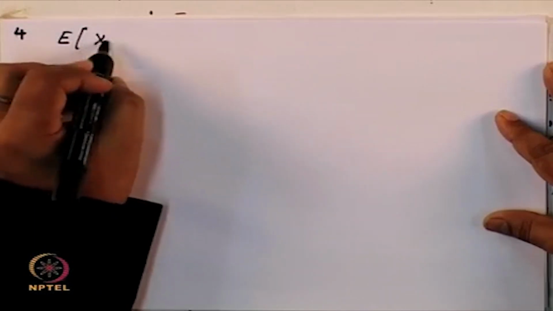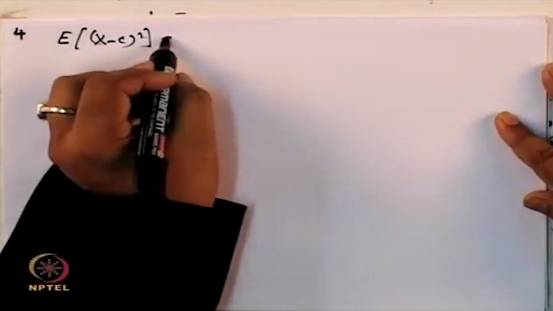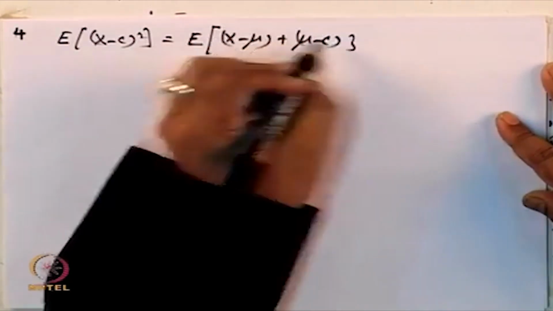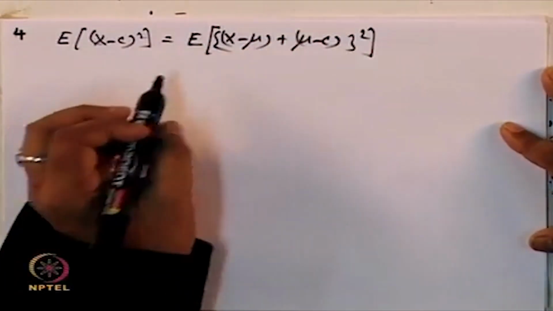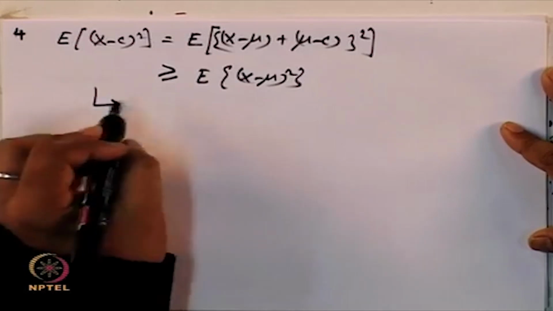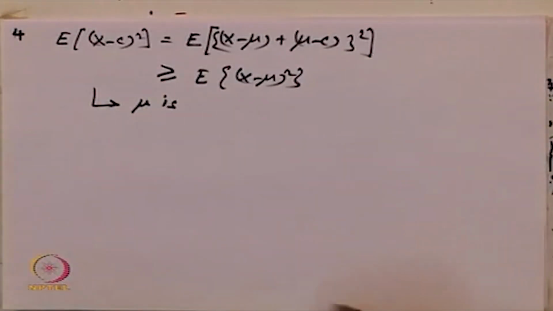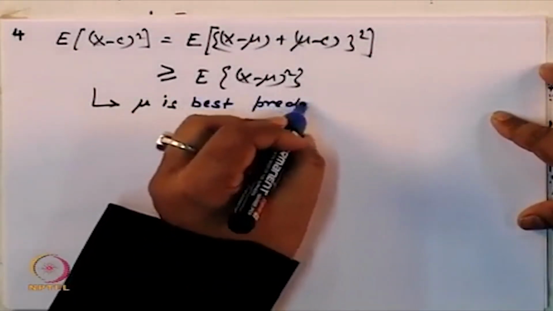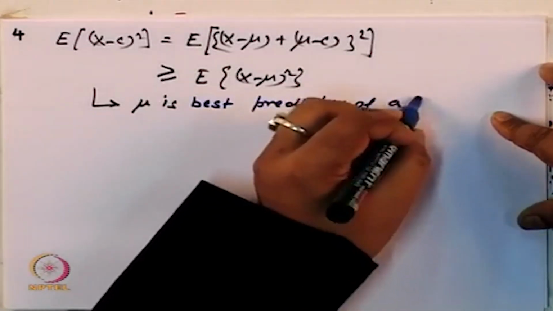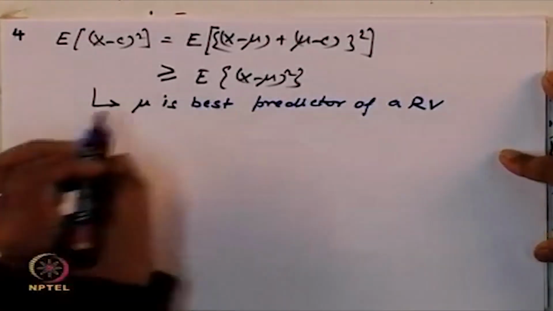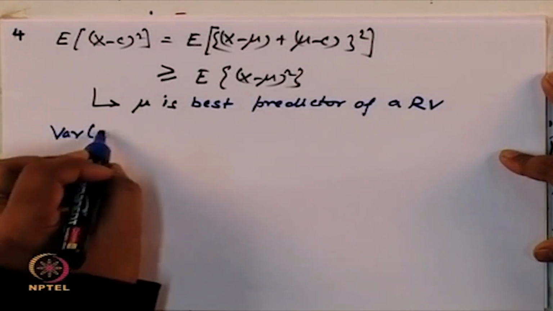So, we had earlier determined that if I do E of (x minus c) whole square, I can expand this as E of (x minus mu plus mu minus c) whole square, and this we had shown is greater than or equal to E of (x minus mu) whole square. So, this is why mu is the best predictor of a random variable. This will give you the best value of expectation; it minimizes this. E of (x minus mu) whole square is nothing but the variance of x.